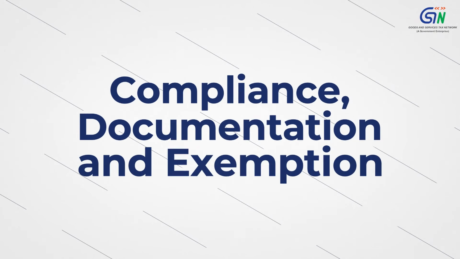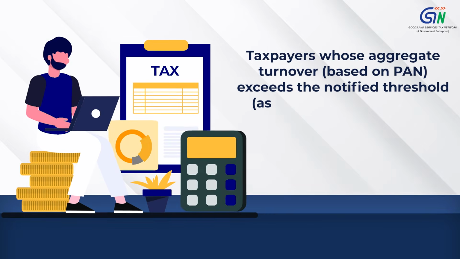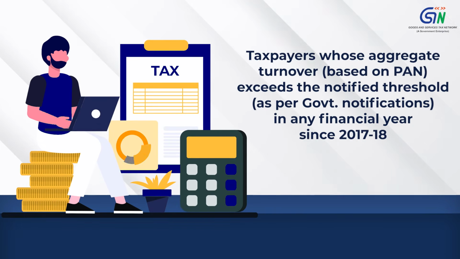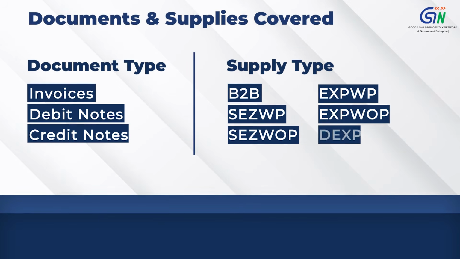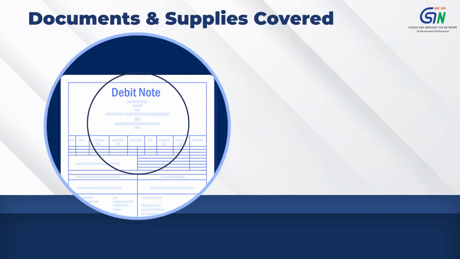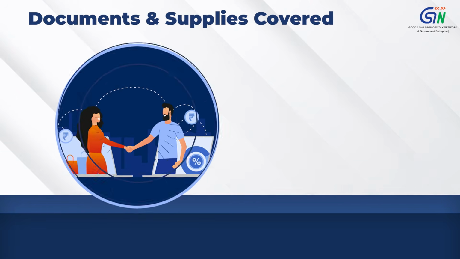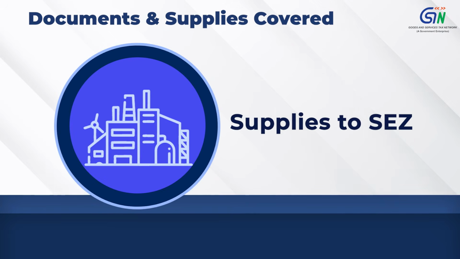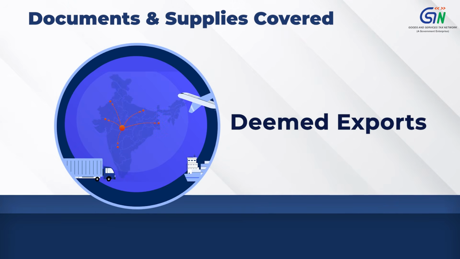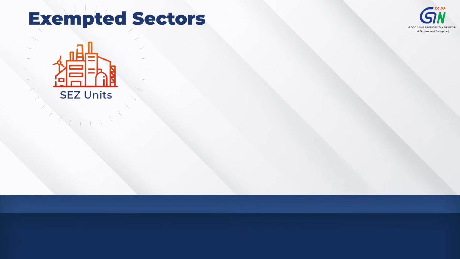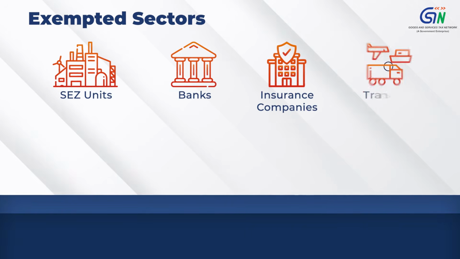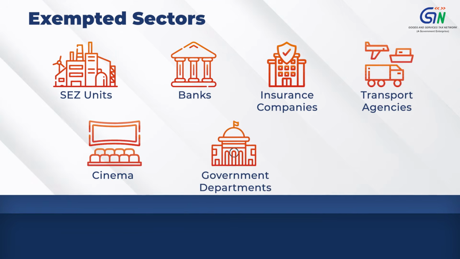Compliance, documentation, and exemption. Taxpayers with aggregate turnover based on PAN exceeding the notified threshold as per government notifications in any financial year since 2017-18 are covered. The documents or supplies covered under e-invoicing are invoices, debit notes, credit notes, B2B supplies, supplies to SEZ, exports and deemed exports. Sectors like SEZ units, banks, insurance companies, transport agencies, cinema, government departments and local bodies are exempted from e-invoicing.